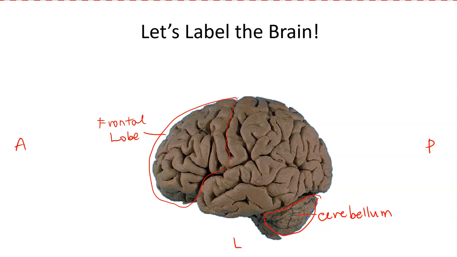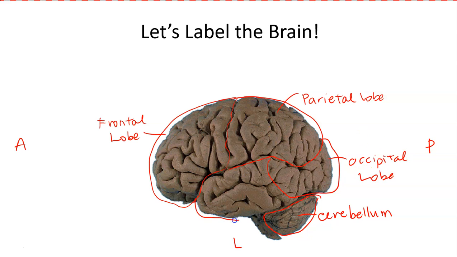Let's see, we also have the parietal lobe. So from that same point, going back to about right there, let's say that this area here is parietal lobe. We also have the occipital lobe back here at the back part of the brain. And over here on the side, roughly in that area there, is temporal lobe. So what we've labeled are the four lobes of the cerebrum. The cerebellum is this piece here at the back of the brain.